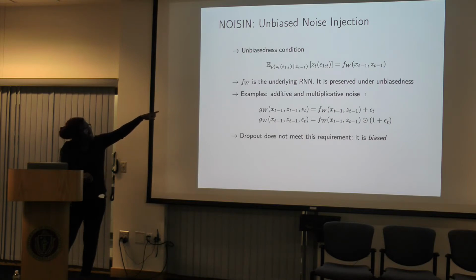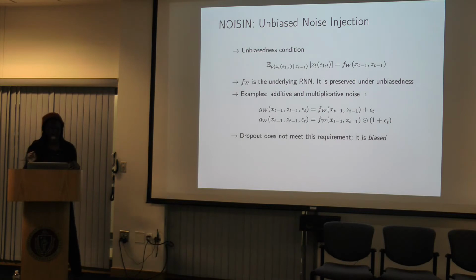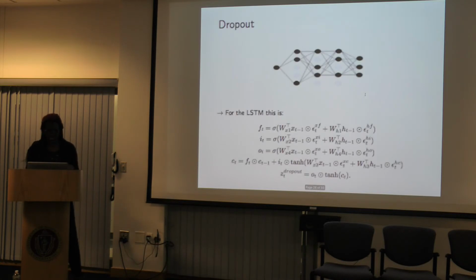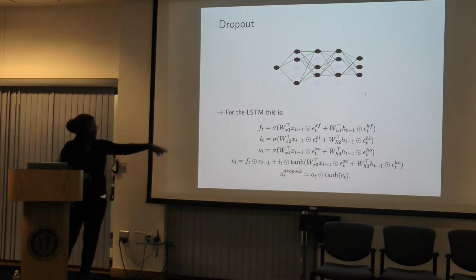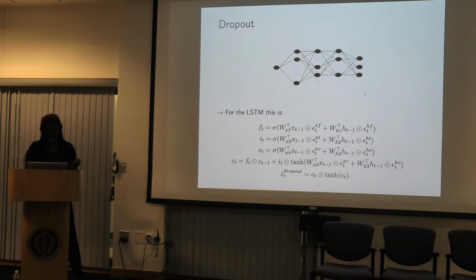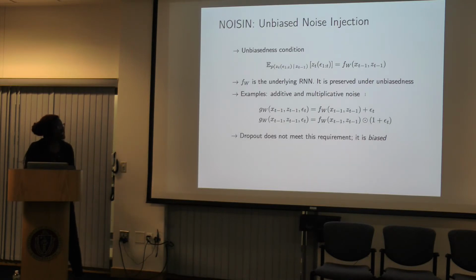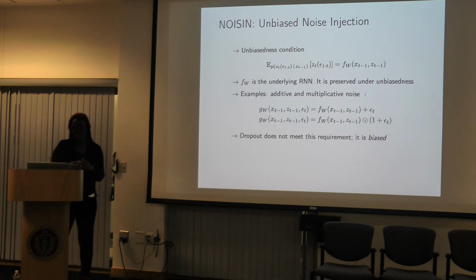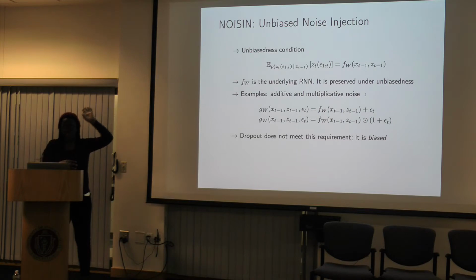It says that the expectation, under the conditional distribution of your noisy hidden state given the past hidden state, is the underlying parametric function defining the LSTM. If you do that for dropout, it doesn't satisfy that condition. So dropout somehow doesn't recover in expectation the LSTM. That's one difference from what we are doing here. And so the natural question that arises is how do we do noise injection in such a way that the underlying recurrent neural network is preserved?